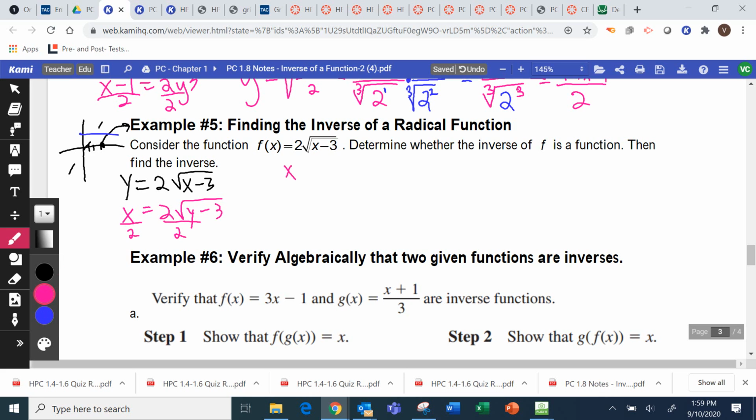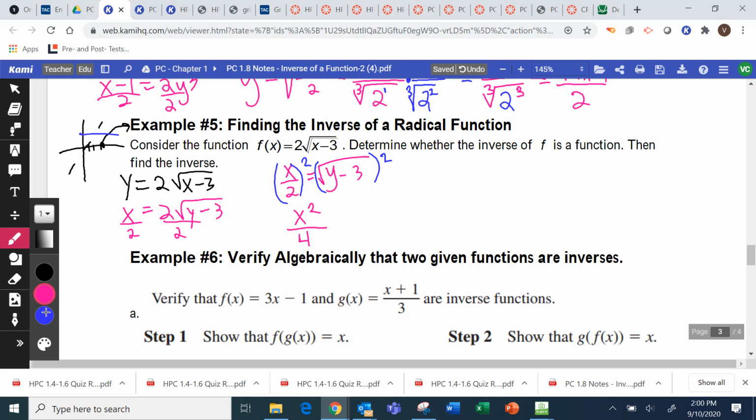And I get x over 2 equals y minus 3 under a square root. And Stephanie, what should I do now? I'm going to square both sides because that cancels out the square root. So when I square the left, it will be x squared over 2 squared, or 4.